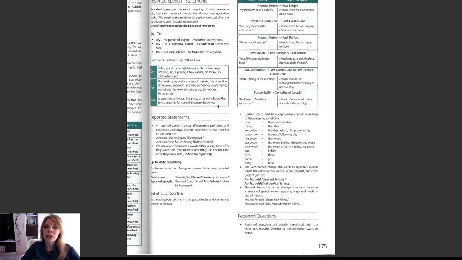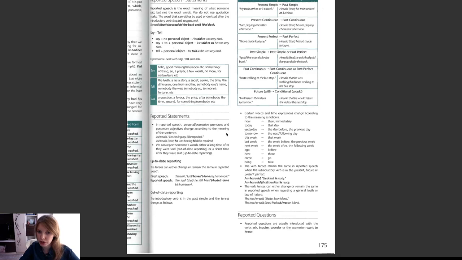So in reported speech, personal pronouns, possessive pronouns and possessive adjectives change according to the meaning of the sentence.